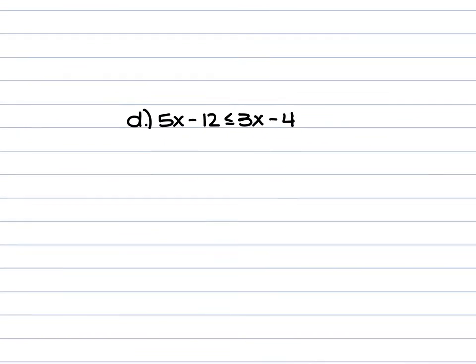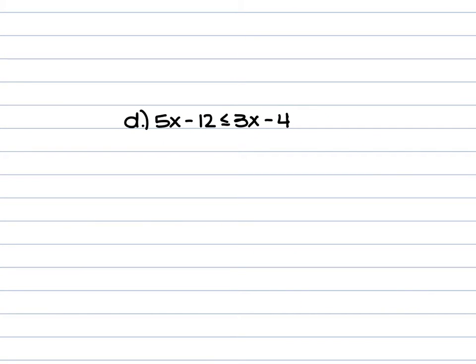For example, D, we have 5x minus 12 is less than or equal to 3x minus 4. So again, I'm going to work with those variables first. I'm going to move my 3x over just by subtracting it from each side. I'm going to be left with 2x minus 12 is less than or equal to negative 4.